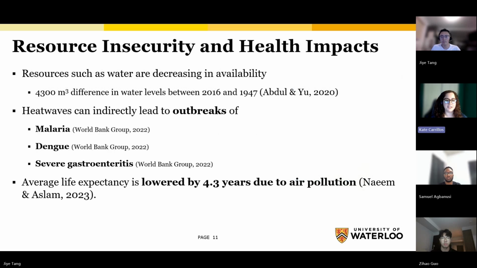Resources such as water are decreasing in availability. There is an over 4,300 meters cubed difference in water levels between 2016 and 1947. Heat waves can indirectly lead to outbreaks of malaria, dengue, and severe gastroenteritis. Average life expectancy is lowered by 4.3 years, and in some regions as many as 7 years, due to air pollution, compared to life expectancy based on the World Health Organization's air quality recommendations.